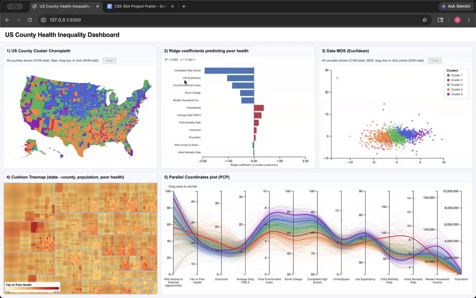And we can find urgent counties which need immediate attention. For example, this Hidalgo County has a good population with very poor health. So this visualization can help find counties which have a significant population with poor health to focus on.